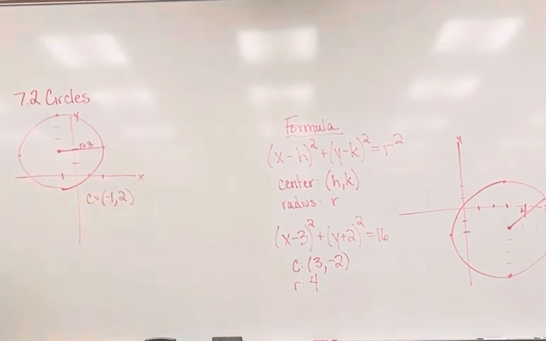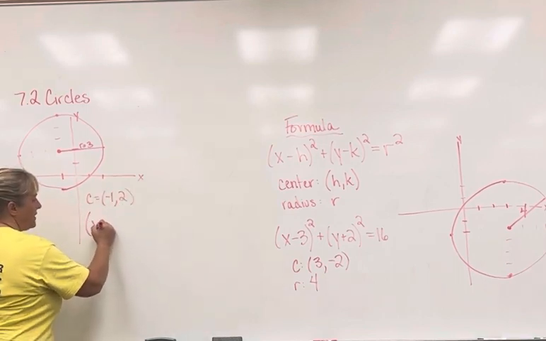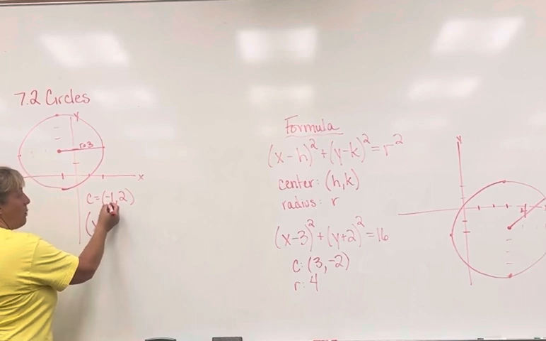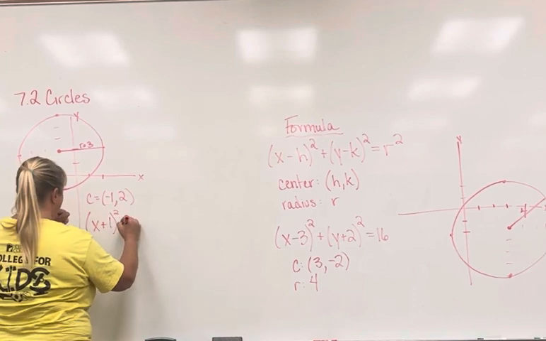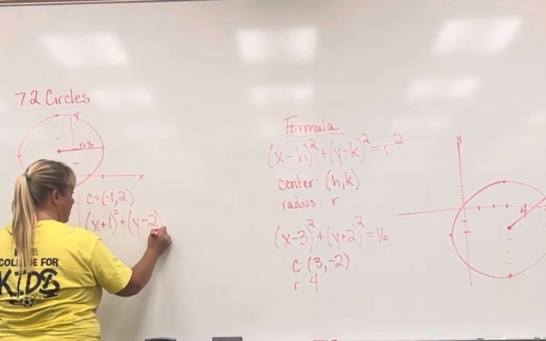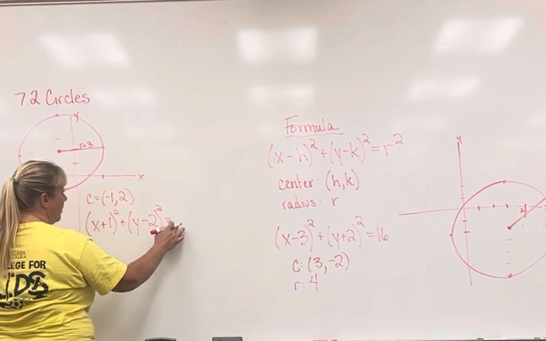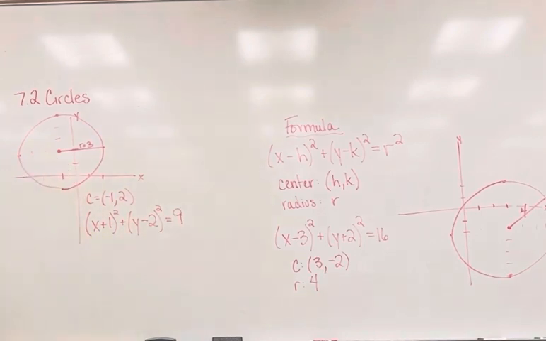So when we go to write the equation, or the formula, for our circle, we can say x minus h, so we're gonna go x + 1 squared, plus y minus 2 squared, and then we're not gonna put 3 here, we're gonna put 9. Okay, so we can write the equation of the circle, we can draw the circle, that's what we're looking for.